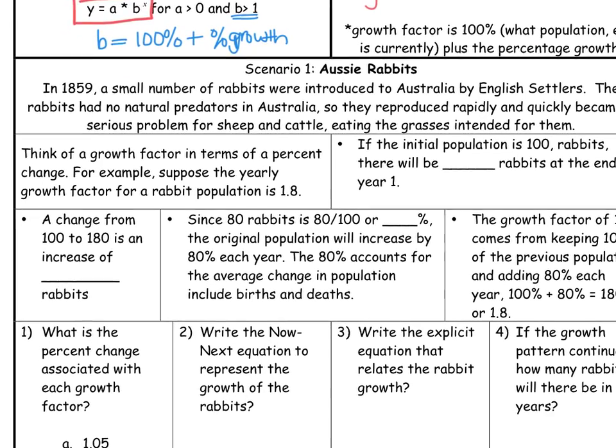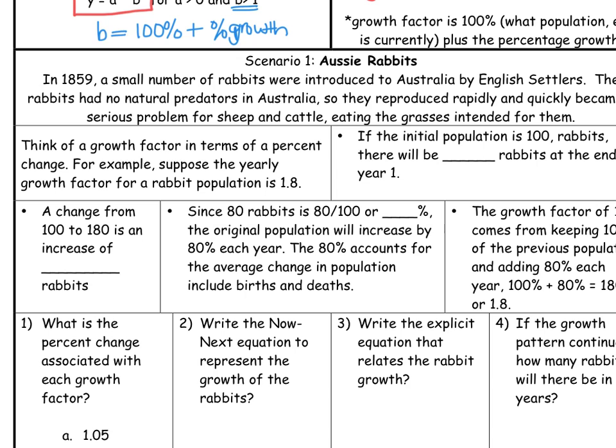So let's take a look at the Aussie rabbits. In 1859, a small number of rabbits were introduced to Australia by English settlers. The rabbits had no natural predators in Australia, so they reproduced rapidly and quickly became serious problems for the sheep and cattle, eating the grasses intended for them. Think of a growth factor in terms of a percent change.